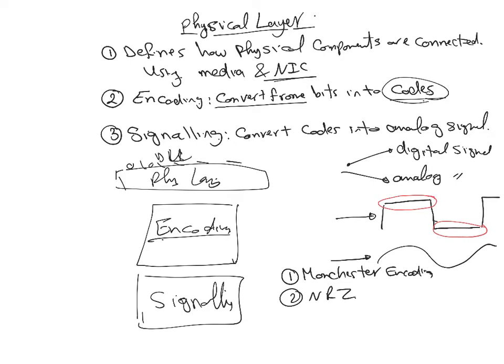So each bit gets converted into one or two voltage levels.